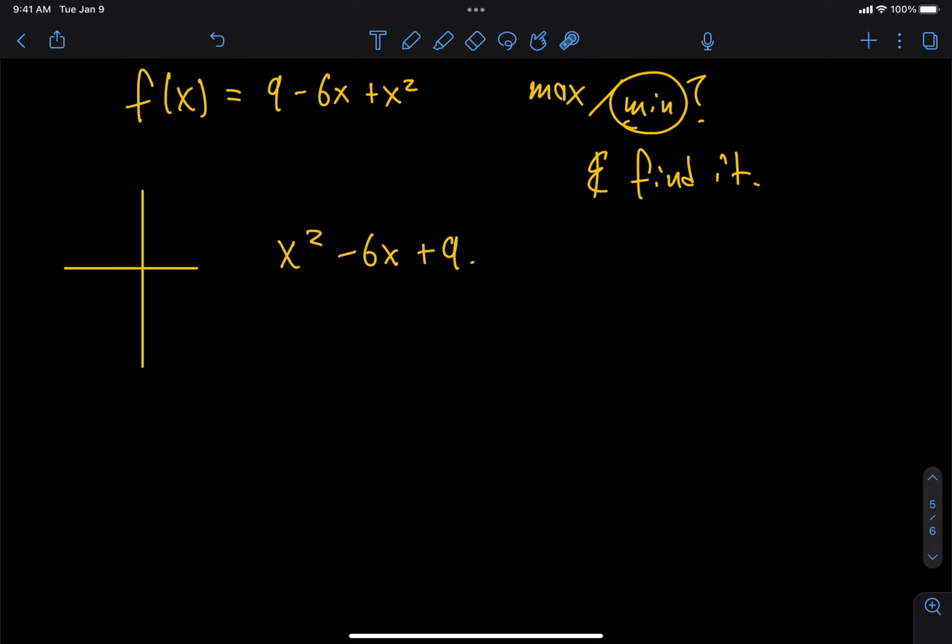So we complete the square on x² - 6x. How do I complete the square? I take that number, I divide it by 2, and then I square it, right?